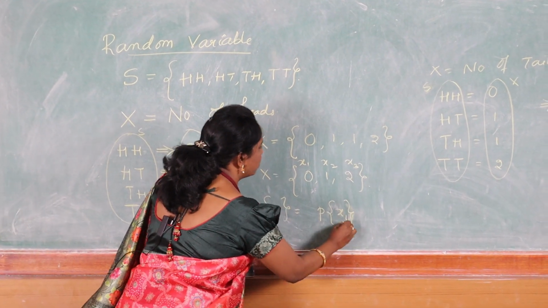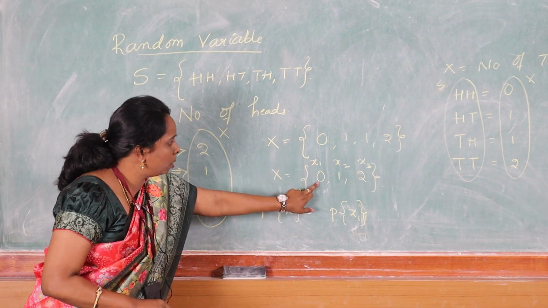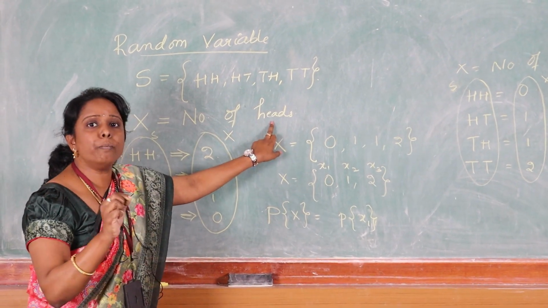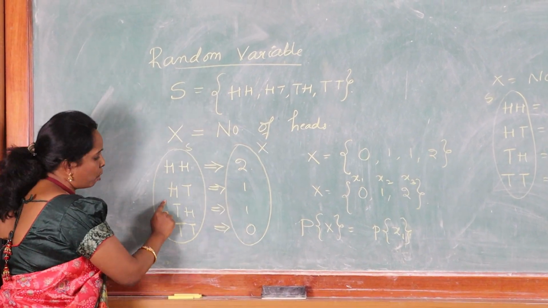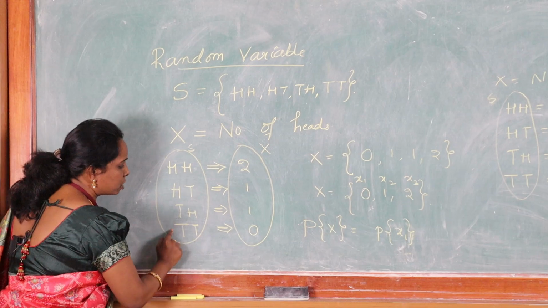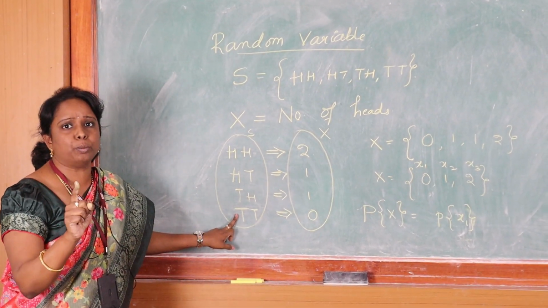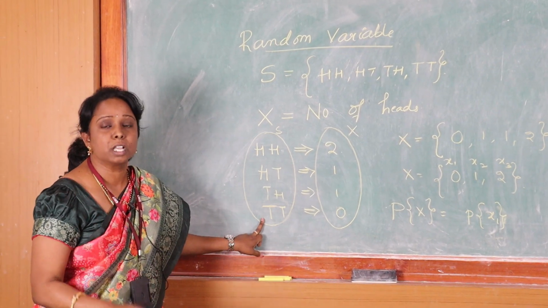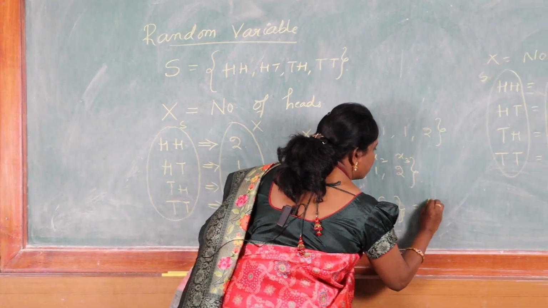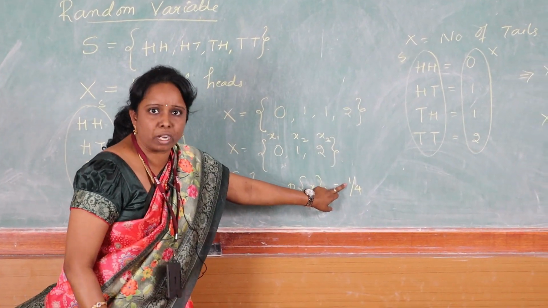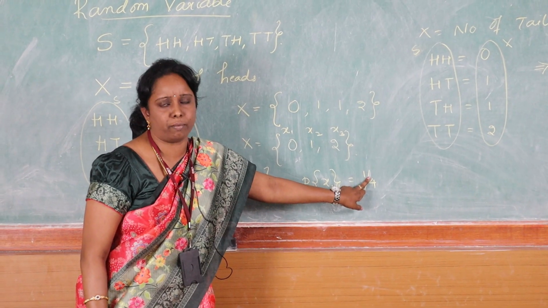x1 is nothing but 0 number of heads. How many outcomes are there in our sample space with such an outcome? Out of these 4, there is only one possible outcome with 0 heads. So, what is the probability as per the relative frequency approach? 1 favorable case divided by the total number of outcomes. P of x1 is equal to 1 divided by 4.